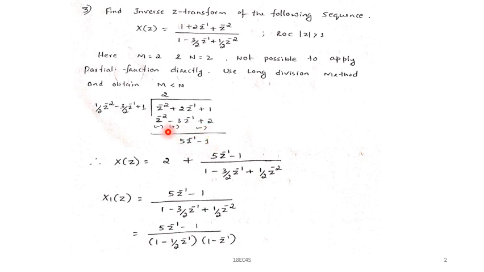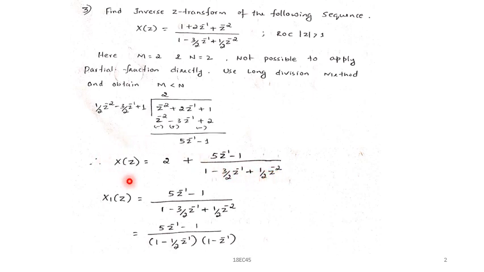You just check the order of this remainder. The order of the remainder is 1. Now if I consider the denominator, the order of the denominator is 2 and the numerator is 1. So I can stop here itself and then apply the partial fraction method. Now I'll write this x of z in the general form. First I'll write the quotient. The quotient is 2 plus the remainder 5z inverse minus 1 divided by the divisor, which is 1 minus 3 by 2 z inverse plus 1 by 2 z to the power minus 2.